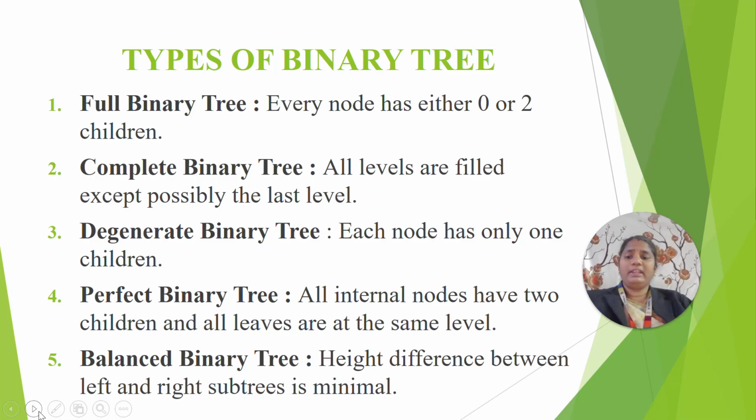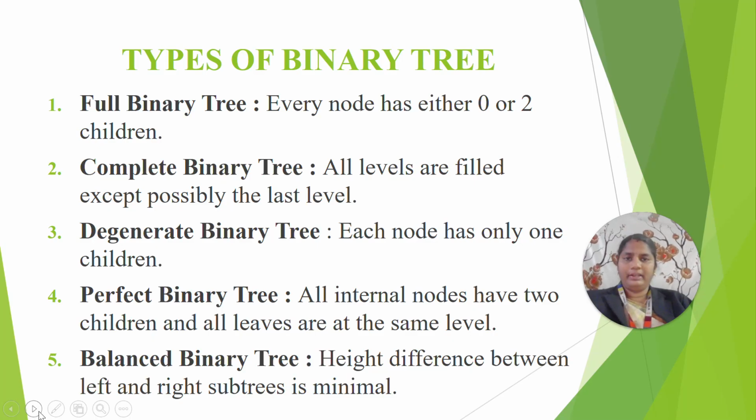Next one is degenerate binary tree. Degenerate means each node will have only one child. There will not be more than one child. It will not have 0 or 2 children; exactly, it will have only one child. So that is a degenerate binary tree.